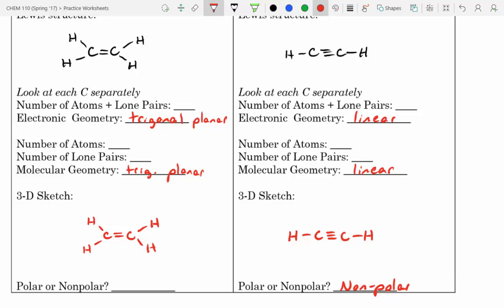I think that's where we're going to leave it today, but we're going to come back to this idea of polarity when we meet again on Friday. I would recommend trying to complete the rest of this worksheet, though, if you haven't done so already.